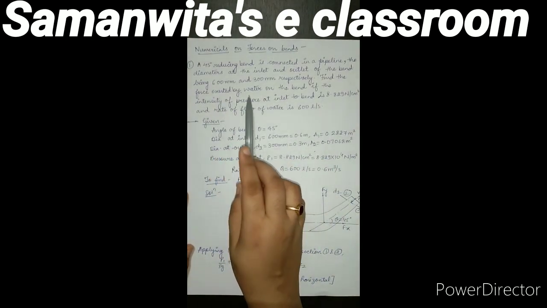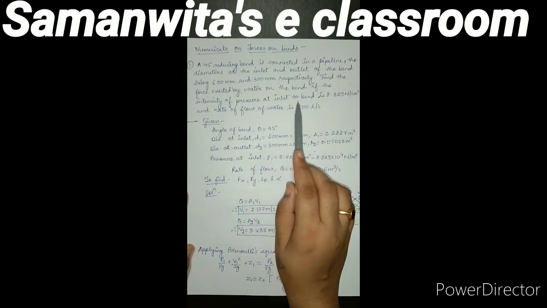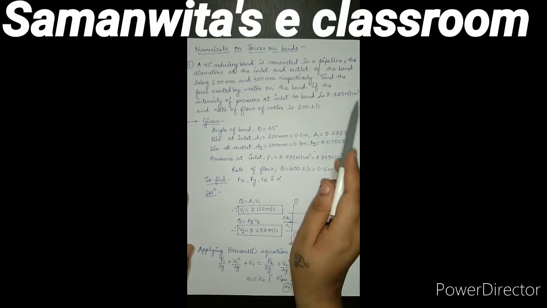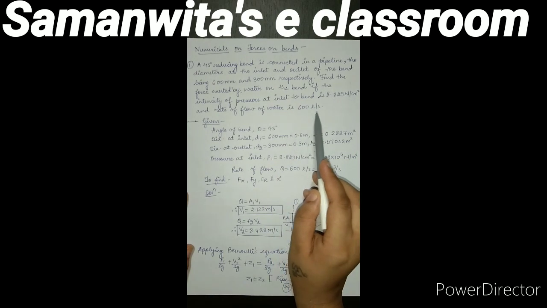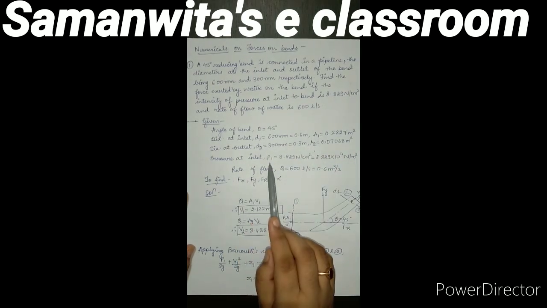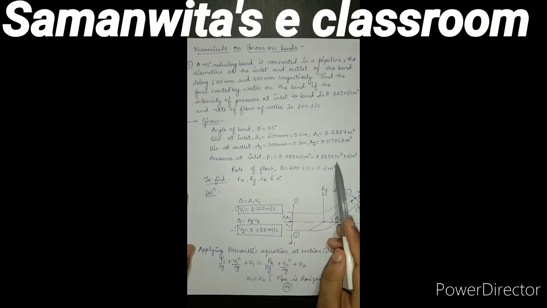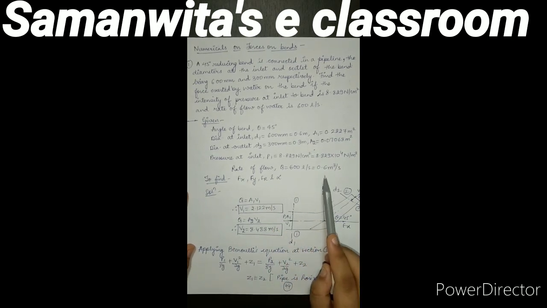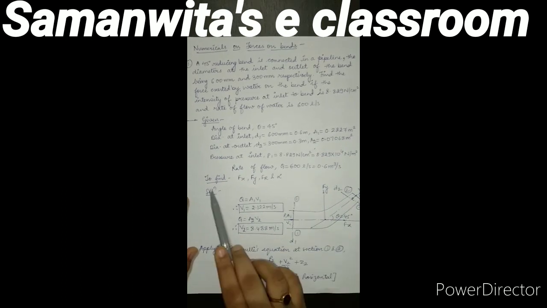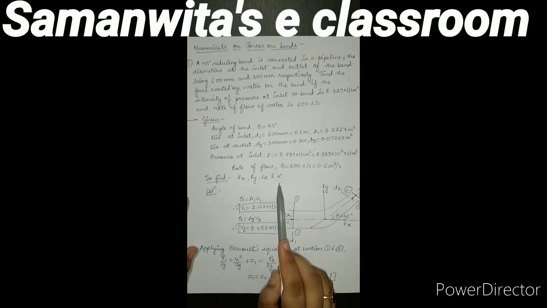Find the force exerted by the water on the bend if the intensity of pressure at inlet to bend is 8.829 Newton per centimeter square and rate of flow of water is 600 liters per second. The pressure at inlet P1 is given as 8.829 Newton per centimeter square, which I have converted here into Newton per meter square, and the rate of flow Q is given as 600 liters per second, which is 0.6 meter cube per second. Now we are supposed to find Fx, Fy, Fr and the angle alpha.